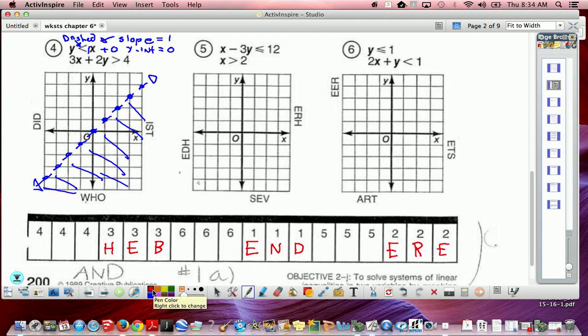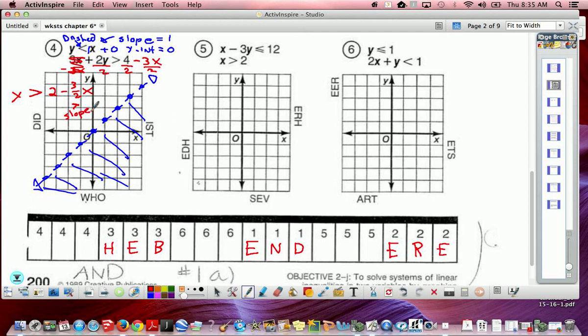Now, do the next one. 3x plus 2y is greater than 4. So this one becomes at least a little more challenging. To do this one, we could get y by itself. So I'm going to subtract the 3x, minus 3x. So now this is gone. I can divide both sides by 2. So if I divide everything by 2, my new equation is y is greater than 2 minus 3/2 x. I didn't have to flip the sign because I divided by a +2.